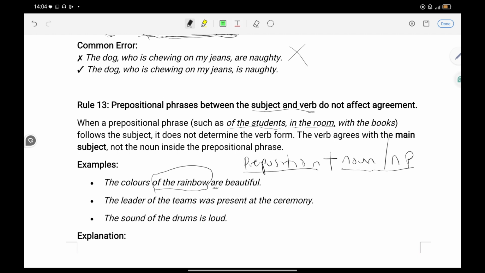We have the leader of the teams was present at the ceremony. Even if you see teams here, don't think this becomes were. No, it doesn't become were. It is the leader was present at the ceremony. When you have a prepositional phrase, it does not affect the verb. It is the subject that affects the verb. The sound of the drums is loud. Is, because it is one sound.